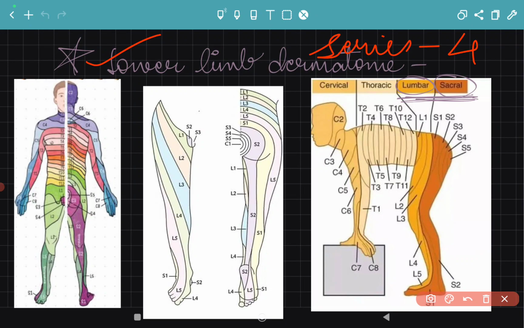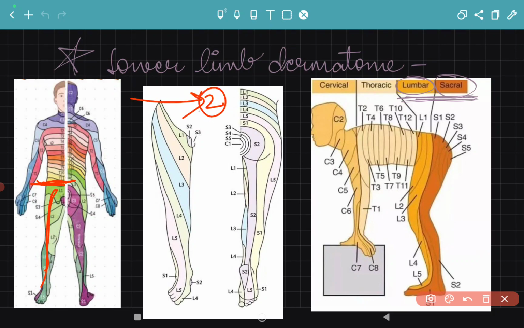In the previous series, Series 3, we discussed upper limb dermatomes. So now let's continue with lower limb dermatomes in this series. As can be appreciated in this diagram, till T12 we have finished. Now we'll continue from L1 to S5. This central diagram, number two, will be considered further in the series to understand the dermatomes. As we can see, we have L1, L2, L3, and so on till S2 over here.